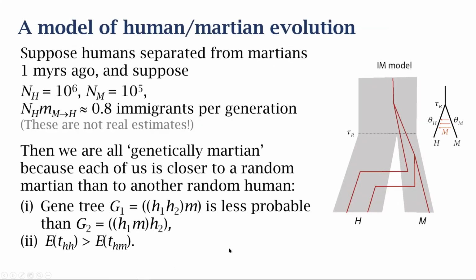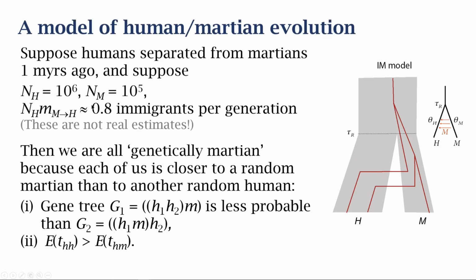Okay, I have another slide that gives you a very intuitive explanation of the situation. This is my model of human-Martian evolution. Let's say on Earth we are humans, but there are a bunch of Martians of a different species. Some of the Martians are sending migrants to the humans every generation. The rate may not be that high, less than one individual per generation.